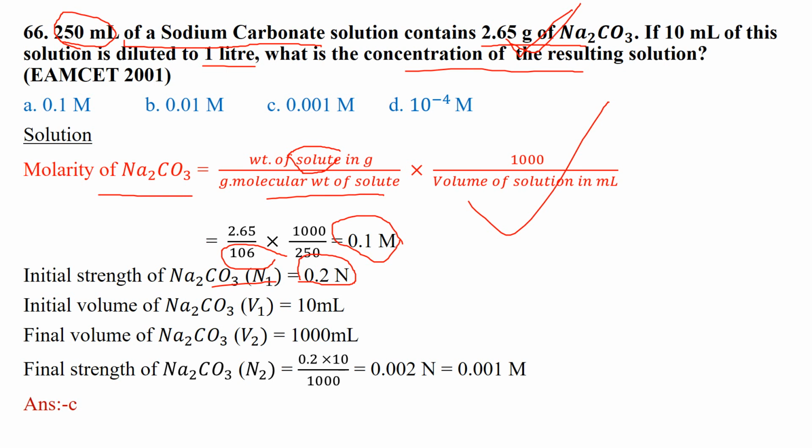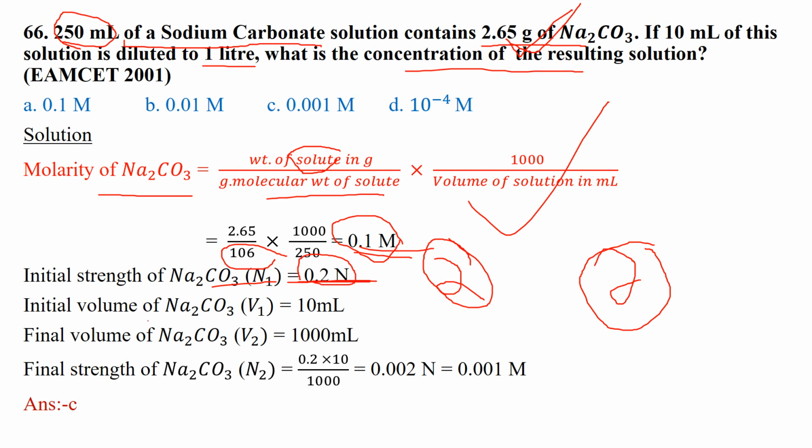In the case of sodium carbonate, the value of n factor is 2, right? Why is this value 2 in the case of sodium carbonate? Because the total number of charges present in sodium carbonate is 2. In the case of Na plus, 2 sodium means 2 plus. So 2 plus means the normality of sodium carbonate is 2 times the molarity. So 0.1 molarity means 0.2 normality in the case of sodium carbonate.